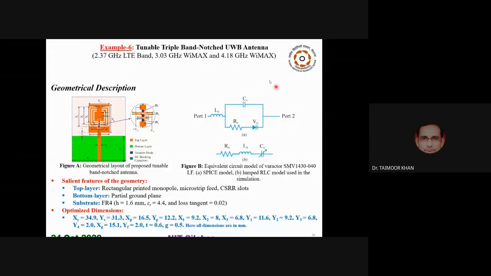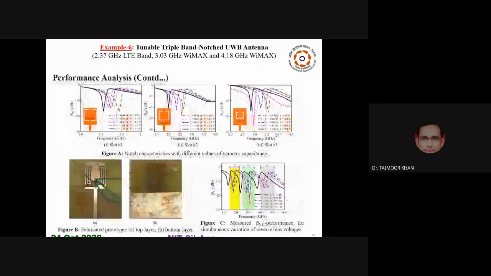If we calculate the net impedance and plot those values, then ultimately it will come in the form of frequency. Here, by applying a bias voltage of 0 volt, we are getting a capacitance of 1.24 picofarad, for example, because C equals Q upon V. If we take that relationship, then by changing the voltage, we can change the capacitance.